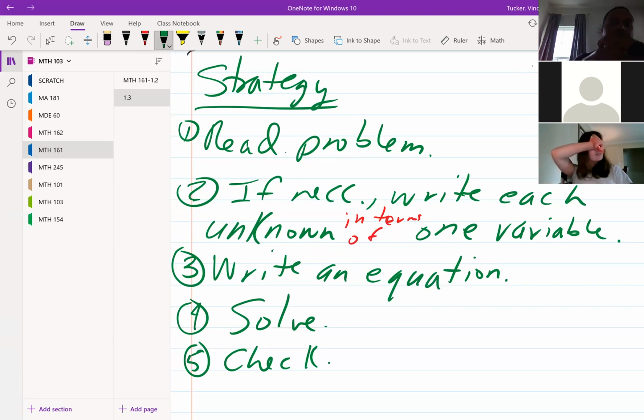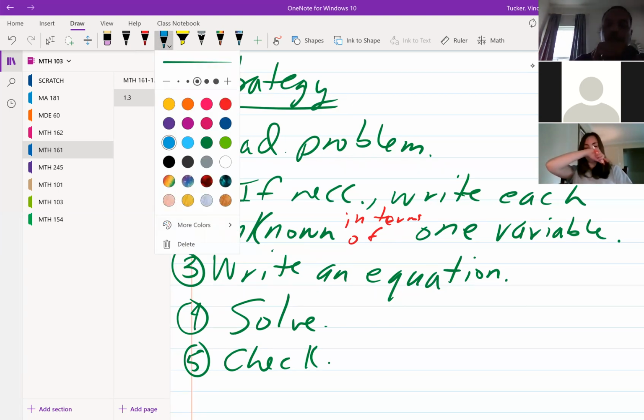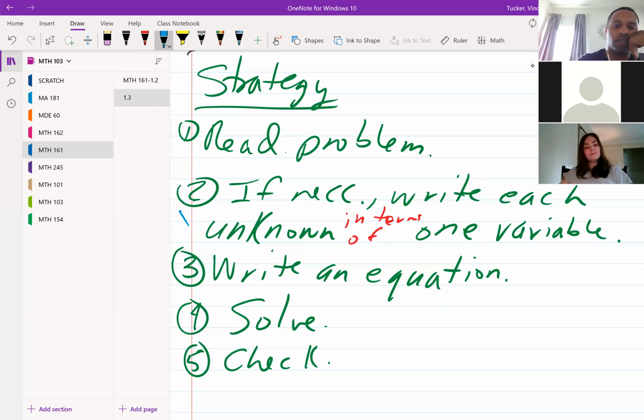So now, the toughest part of this strategy are steps 2 and 3. That's where a lot of people run into little roadblocks or snares, if you may. Writing each unknown in terms of one variable and writing an equation will be the toughest part. Once you get to the equation part, then it's just the same thing that we did in the last section when you're solving your equation.